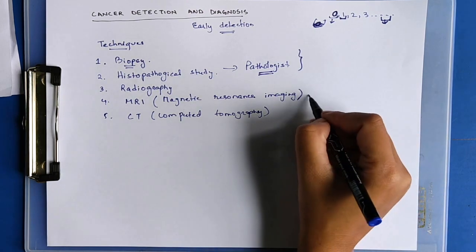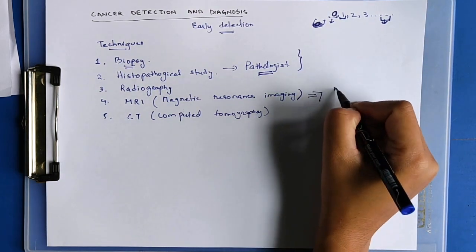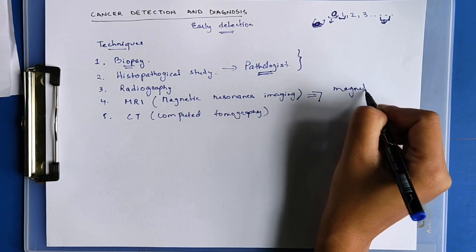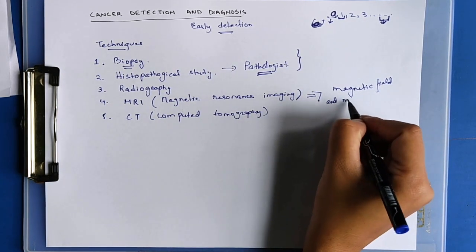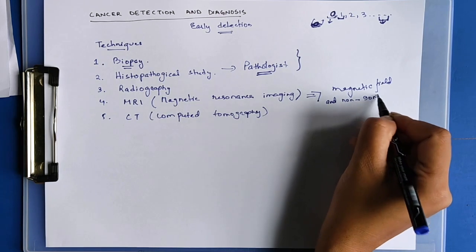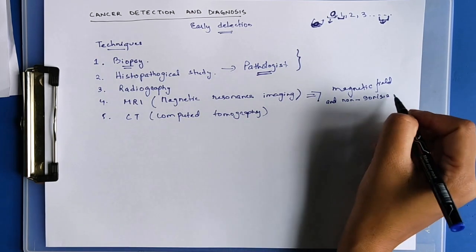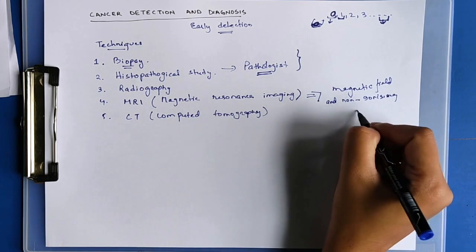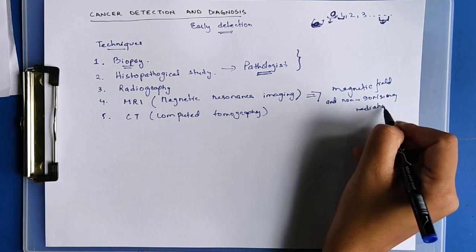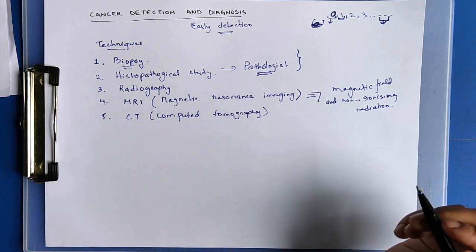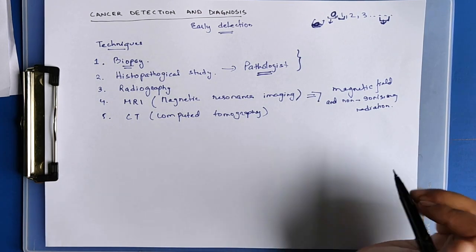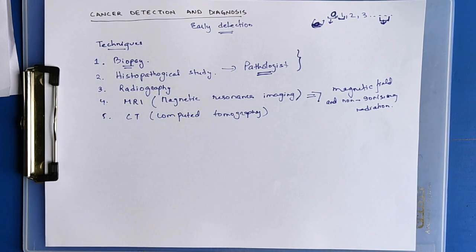MRI uses magnetic fields as well as non-ionizing radiations to detect cancerous cells.